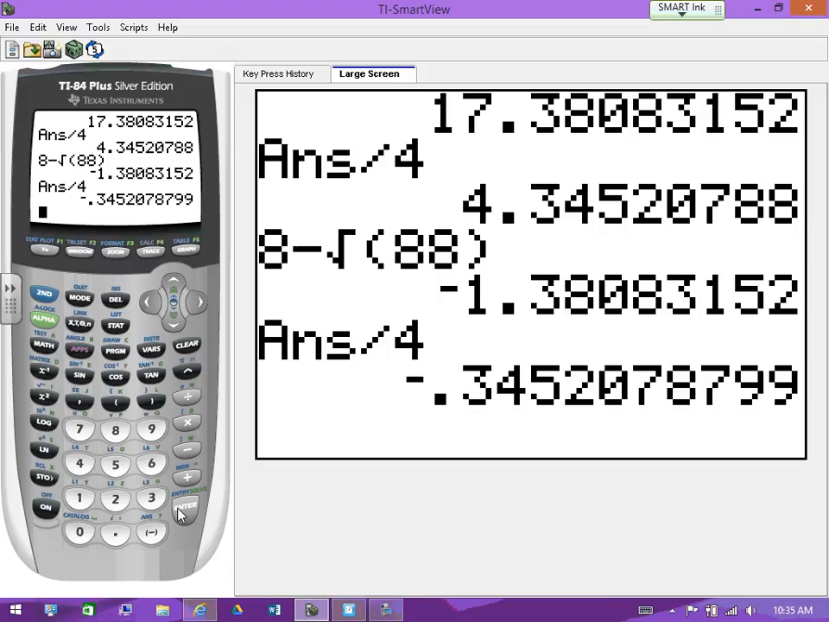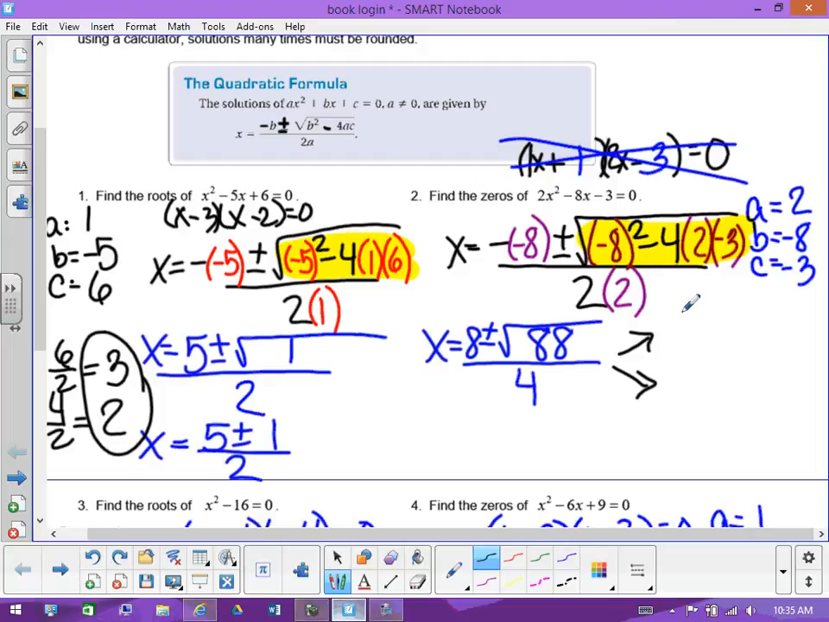And I'm fixing to show you what I mean by that. We said, if you put it in correctly, you should get this. Those are your answers rounded. Quadratic formula can be written in a little bit different way. You may get an answer that looks like this.